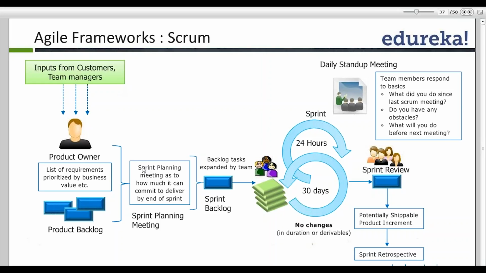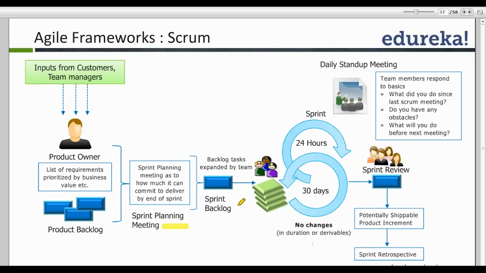A sprint backlog is a subset of the product backlog, and this decides how much work they are committing to in a sprint. So out of the total capacity available, how much they are actually saying, okay, this is what we can do. And this is a commitment which is made to the product owner.